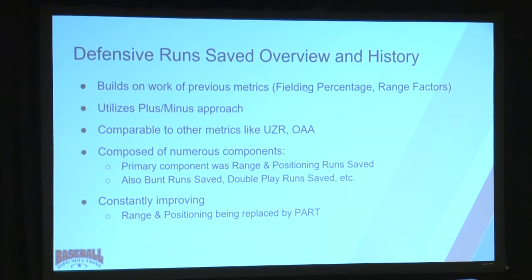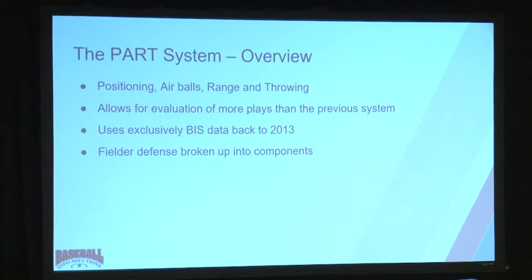So this range and positioning runs saved, as it was formerly called, is now being replaced by what we call the PART system. So what is the PART system? PART is an acronym, which stands for positioning, air balls, range, and throwing. There are several benefits to this new system. One of the main ones is the fact that it allows us to evaluate more plays.